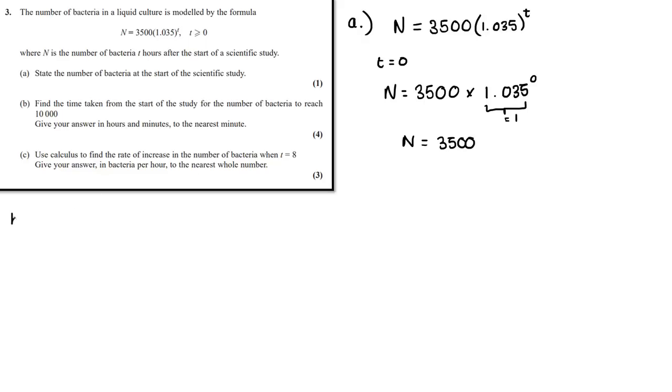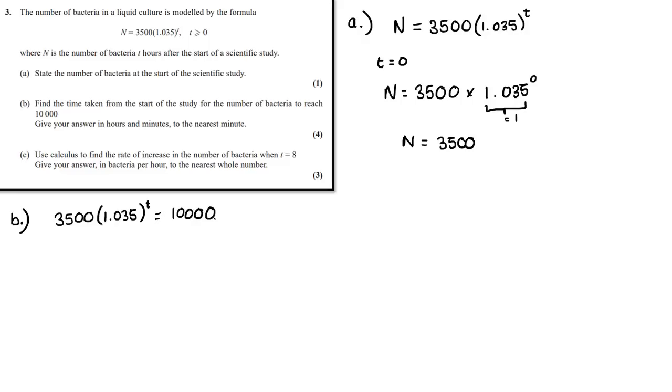Let's have a look at part B now. And in part B, it says, find the time taken from the start of the study for the number of bacteria to reach 10,000, giving the answer in hours and minutes to the nearest minute. So in that case, what we're looking for here is our formula being equal to 10,000, where 10,000 is the number of bacteria. So what I've got then is 3,500 times 1.035 to the power of t is equal to 10,000.